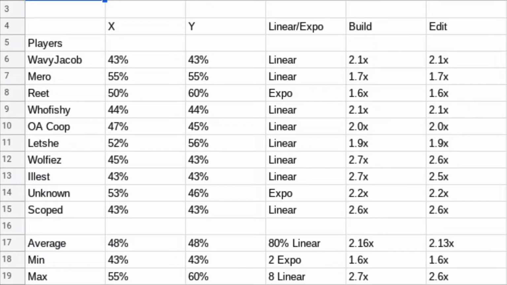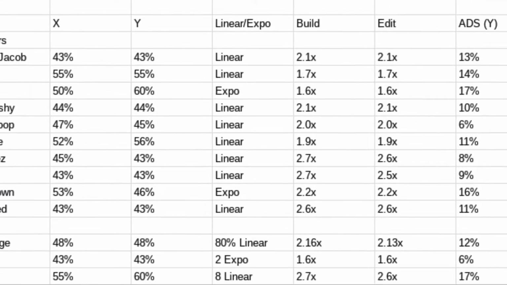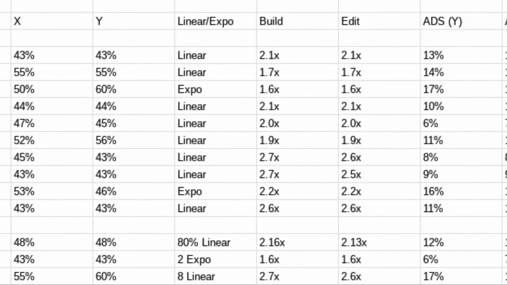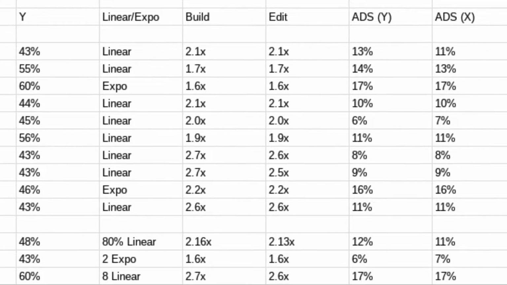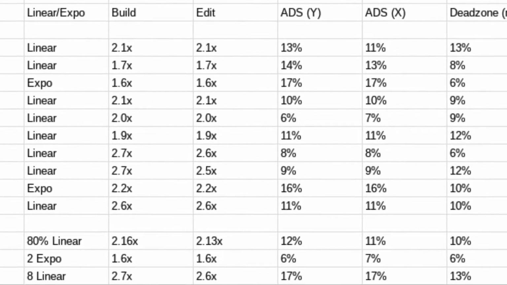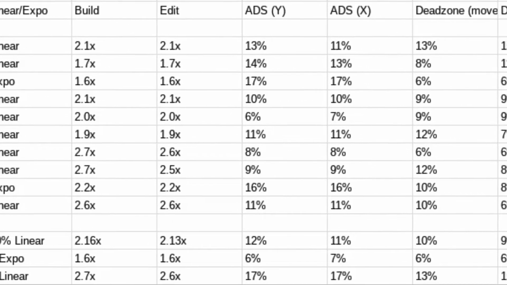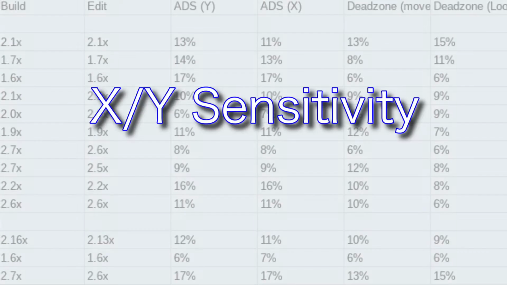So hello guys, and today I was really bored, so I made a spreadsheet on what the top tier controller players right now are using for their settings. This includes their Y settings, the X settings, their dead zones, their ADS settings, their build sensitivities, their edit sensitivities. So yeah, I picked 10 controller players that I think are really good. So these 10 controller players are Wavy Jacob, Miro, Reet, Hoofishy, Oagoop, Litchi, Wolfies, Illust, Unknown, and Scoped. So let's get right into it.